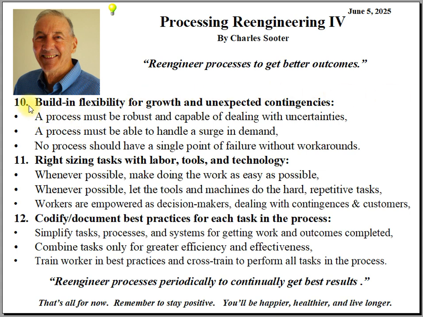Principle number 10. Build in flexibility for growth and unexpected contingencies, because not every operation runs smoothly. They're always going to get problems. A process must be robust enough and capable of dealing with uncertainties and contingencies. A process must be able to handle a surge in demand, for example. And no process should have a single point of failure without known and existing workarounds.